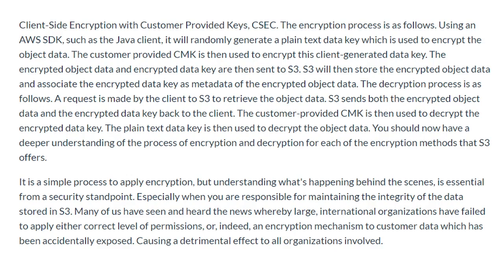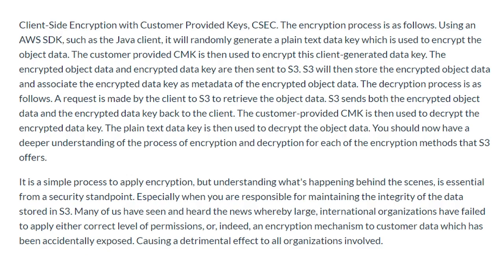The encryption process is as follows. Using an AWS SDK such as a Java client, it will randomly generate a plain text data key which is used to encrypt the object data. The customer provided CMK is then used to encrypt this client generated data key. The encrypted object data and encrypted data key are then sent to S3. S3 will store the encrypted object data and associate the encrypted data key as metadata of the encrypted object data.